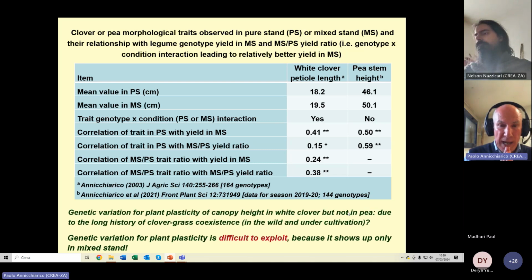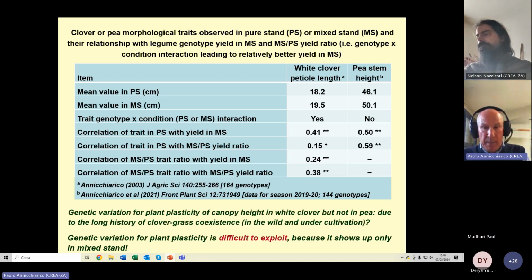Now, we could speculate why we can find genetic variation for plant plasticity for this white clover trait, but not for the P height. Perhaps this is due to the fact that white clover and other forages have a long history of coexistence with the grasses, so that perhaps evolutionarily, this kind of genetic variation had the possibility to develop.